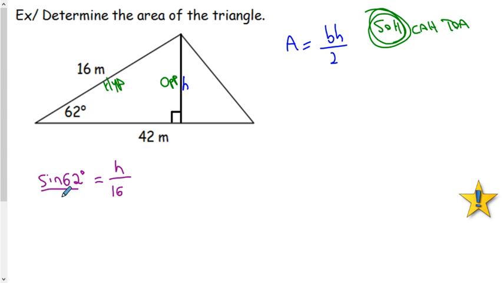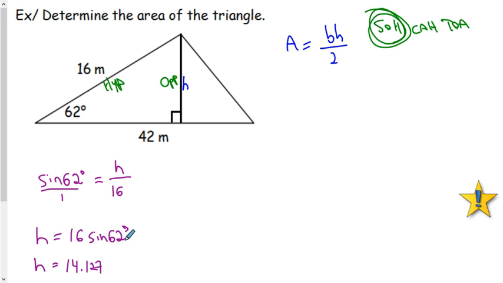Let's pretend this is over 1. It is over 1. 1 times h is h. 16 times sine of 62 is 16 times sine 62. Gonna plug that into my calculator, see what I get. I'm going to end up with 14.127 if I take it to a few decimal places there. And because this is not my final answer, I don't want to round off too much yet.